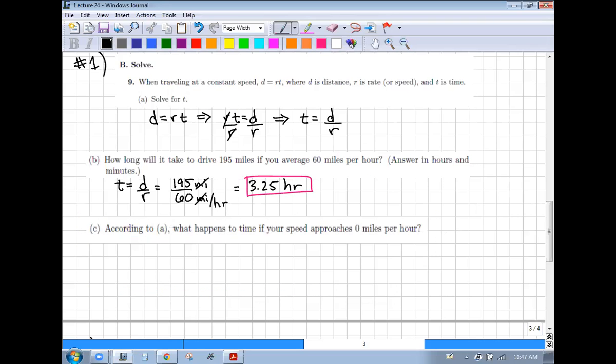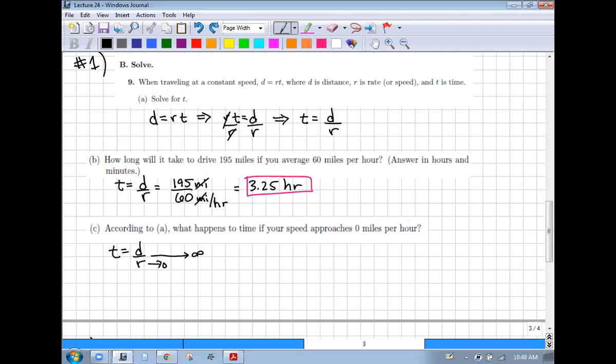What happens to time if your speed approaches 0 miles an hour? Well, we have time is D over R, where R is your rate. If the speed approaches 0 miles an hour, the bottom of this goes to 0. What happens if you divide by something really, really small? You end up with something really, really big. So the time goes to infinity. Obviously, if you're driving 0 miles an hour, it's going to take you forever to get anywhere.